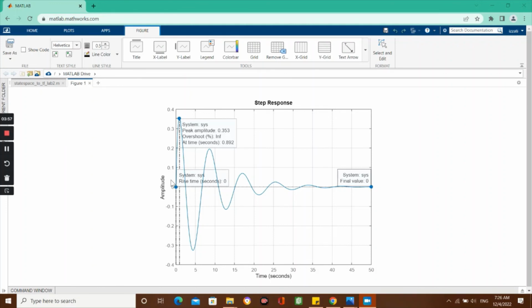As you can see, the step response that we get from this system is a stable step response. At 0.892 seconds, the system reached its peak response with an amplitude of 0.353. And then at 50 seconds, the system reached its steady state response with an amplitude of 0.